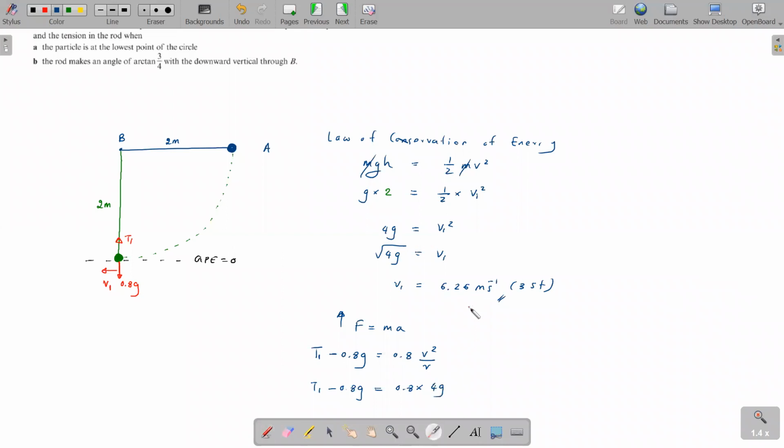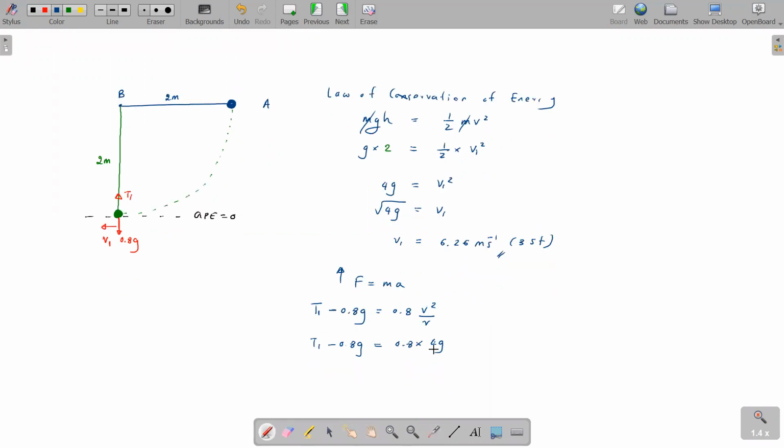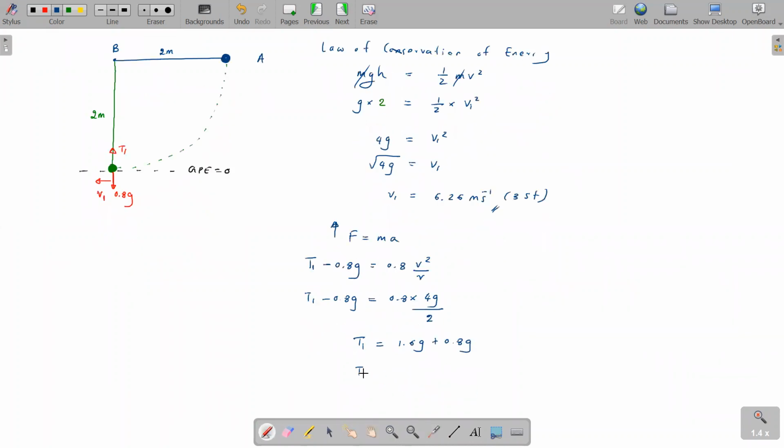Please don't use 6.26 square. Use the exact figure, 4G, over radius R, which is 2 meters. And you can make T1 the subject now. So 0.8 into 4G over 2, 2 and 4 cancel, that's 2G, 2 into 0.8, that's 1.6G, plus 0.8G. So T1 is going to be 2.4G, right?